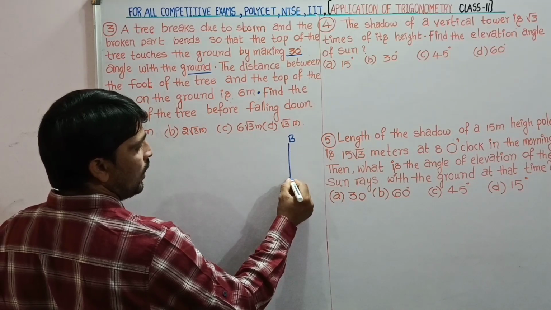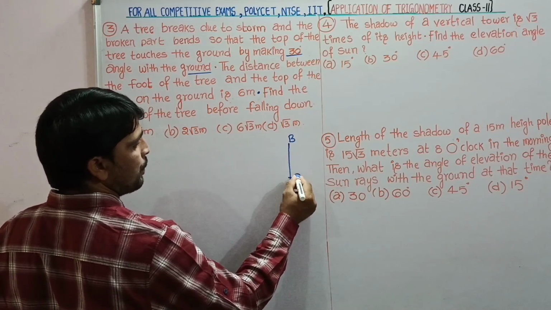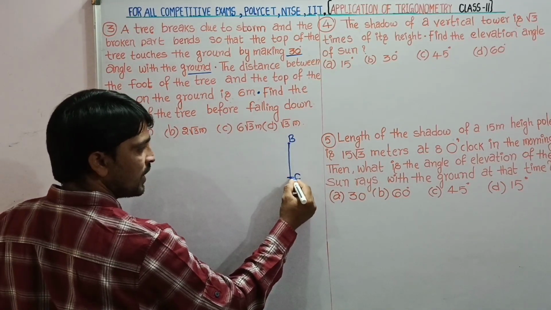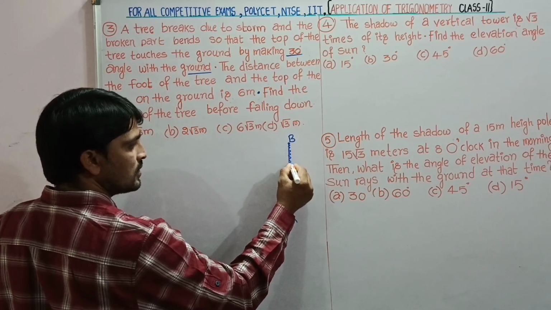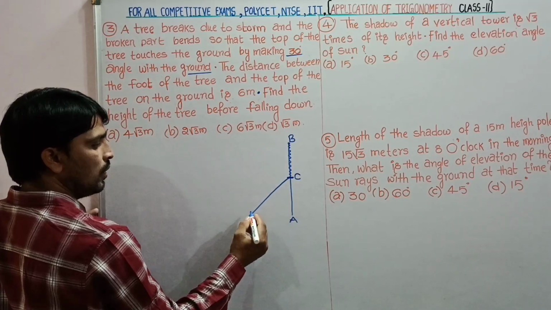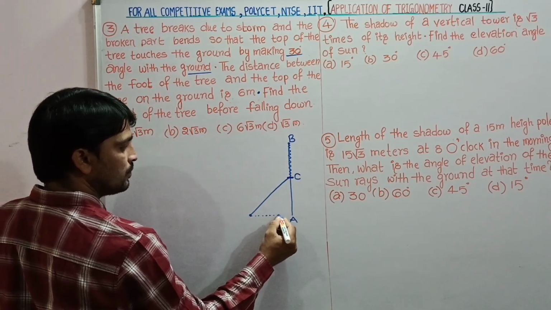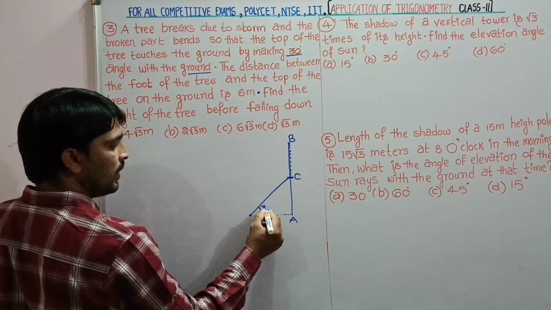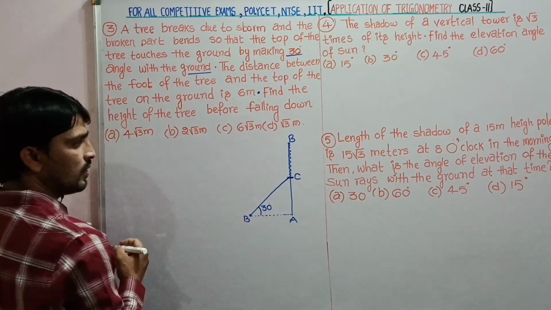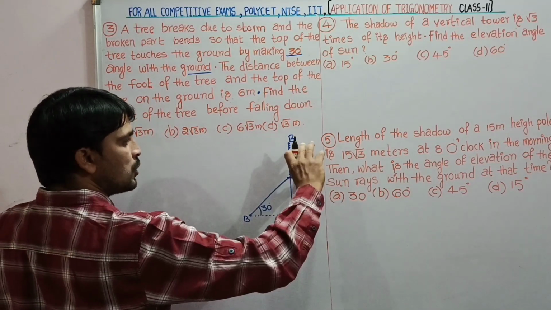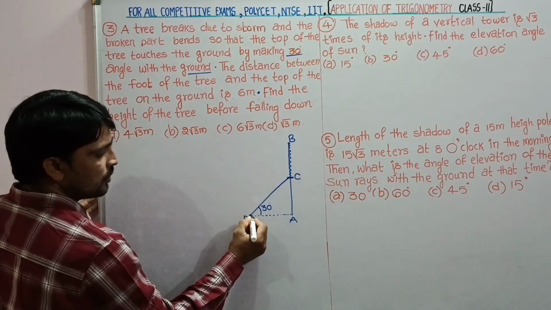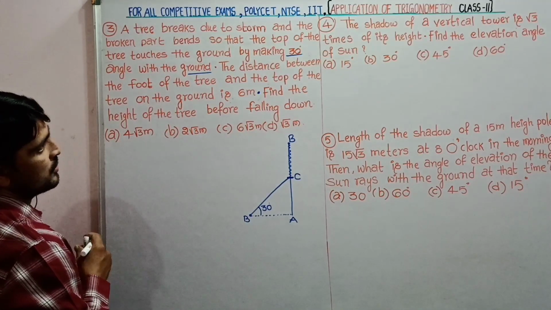Due to storm, the tree is cut from the point C. Now CB is the broken part of the tree, and this broken part touches the ground by making 30-degree angle with the ground. So let us consider this is point B. Because this part breaks from here, this CB part touches the ground, making a 30-degree angle of elevation.